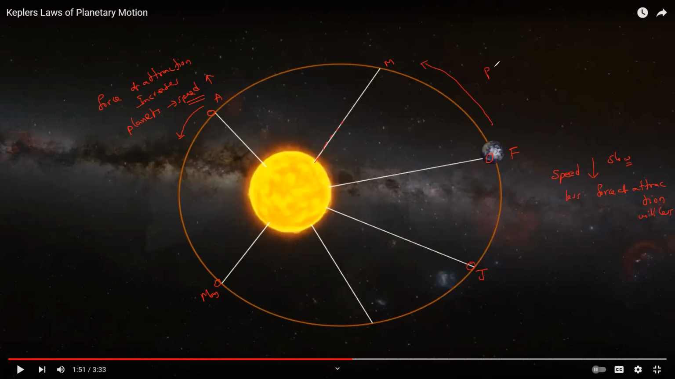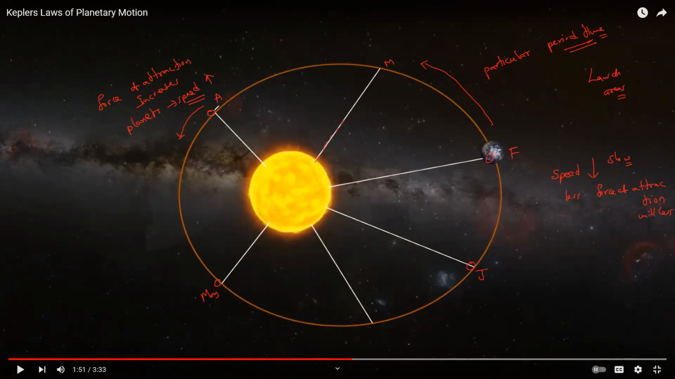So in a particular period of time, if I join the imaginary lines... So what Kepler's second law will say means, what is the Kepler's second law name? Law of areas. So remember, what Kepler's second law will say is that in a particular period of time, the planet will sweep equal area in equal interval of time. Equal area in equal interval of time.